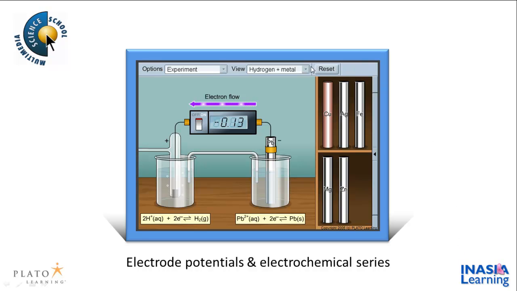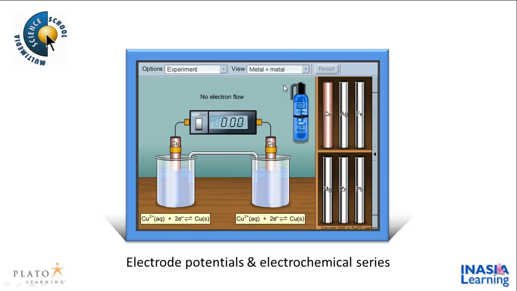If we now change the view at the top of the screen to metal and metal, we can see the electropotential and electron flow through different combinations of metal, just by placing them onto either side of the screen.